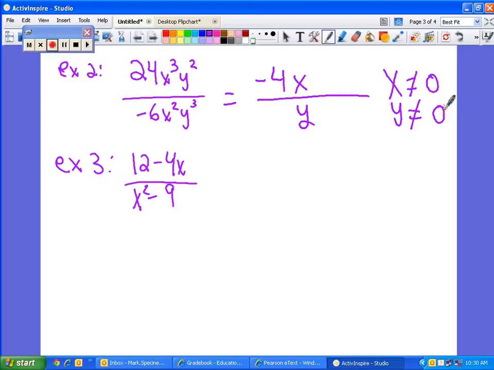Okay. Let's keep going. Now, this is another kind of factoring. This is where we look for, at least in the numerator, the greatest common factor.